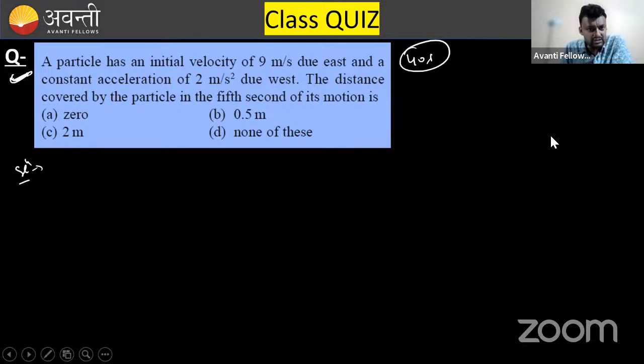First of all, they are talking about some east and west. Clear? So everybody knows that this is east and this is west. Okay, someone has answered option B. Option B is 0.5 meter. Okay, who has answered?